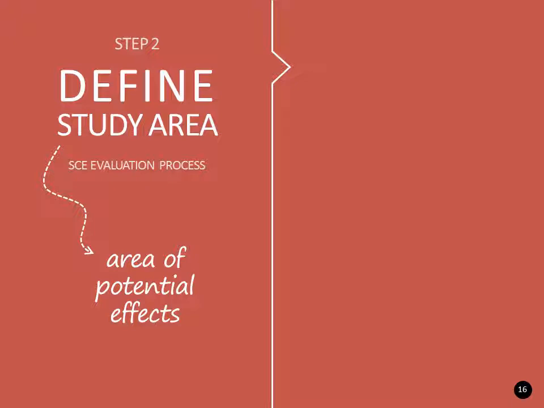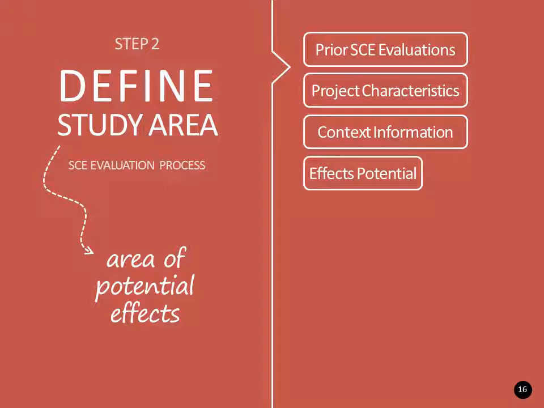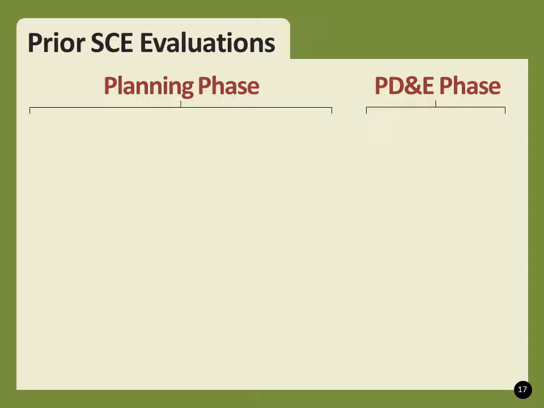When delineating the study area, we consider the study area for SCE evaluations conducted for a prior project phase, the project's physical and operational characteristics, context information compiled in Step 1, and the potential for project effects. The study area is generally the area adjacent to the project plus an appropriate buffer area. The extent of the study area will differ by project phase.